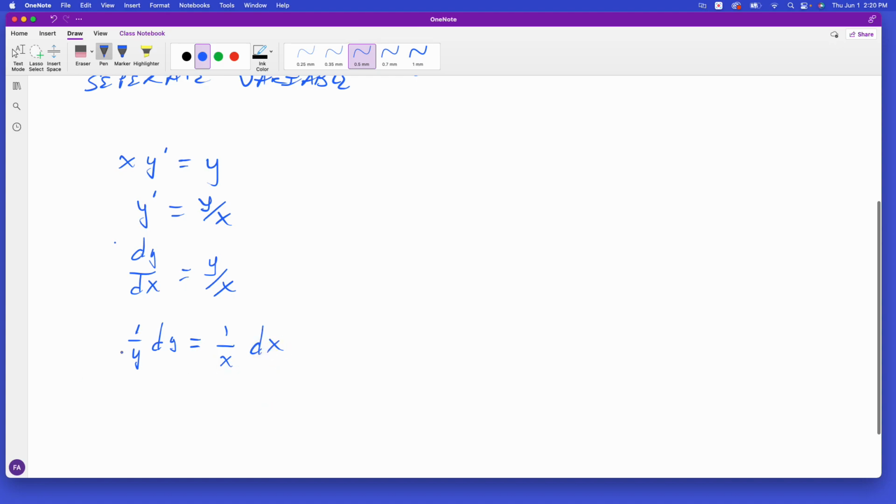All right. Now, I can stick in my integral signs here, and I end up with the integration of 1 over y dy, which gives me ln of y is equal to ln of x, and then still my plus c, because this is what we call our general solution.